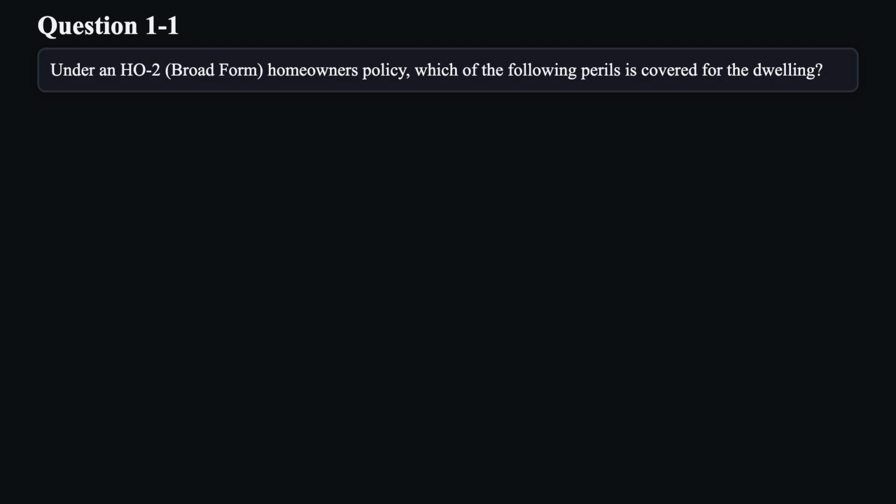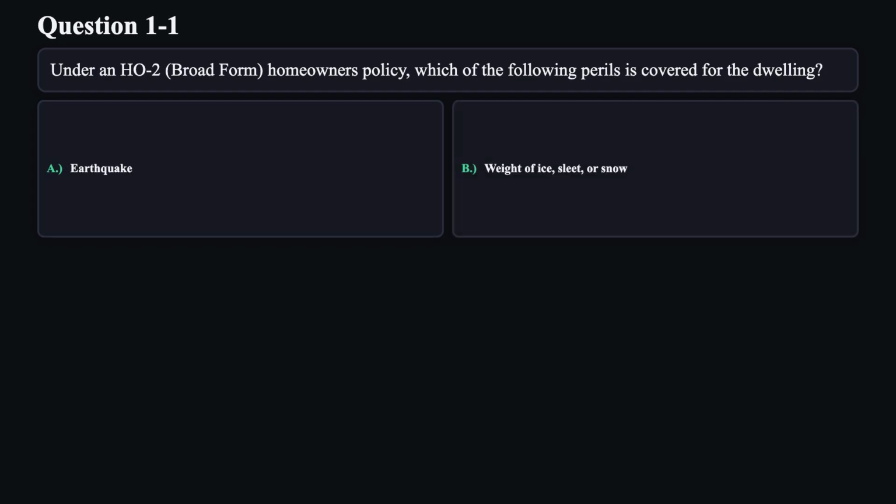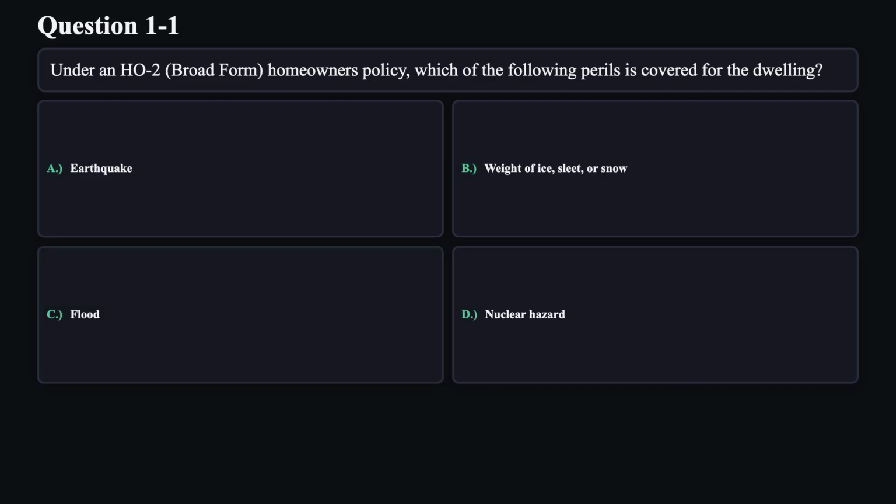Under an HO2, broad form homeowner's policy, which of the following perils is covered for the dwelling? A. Earthquake. B. Weight of ice, sleet, or snow. C. Flood. D. Nuclear hazard.